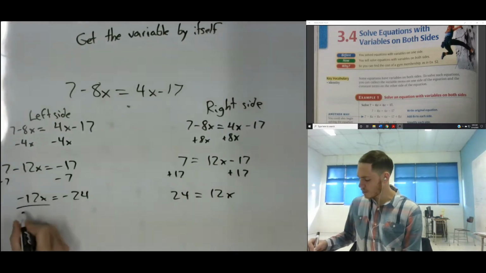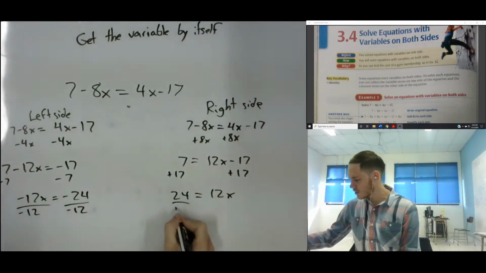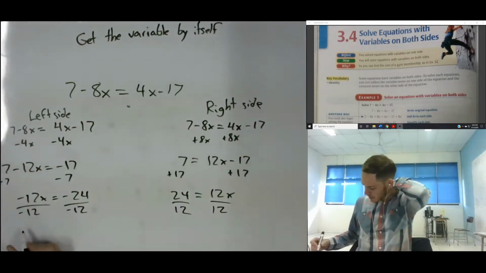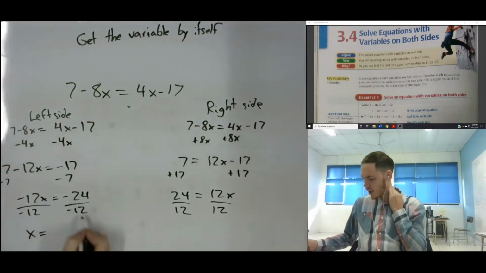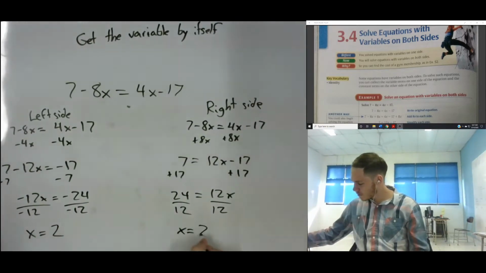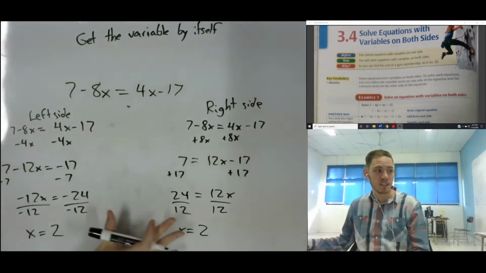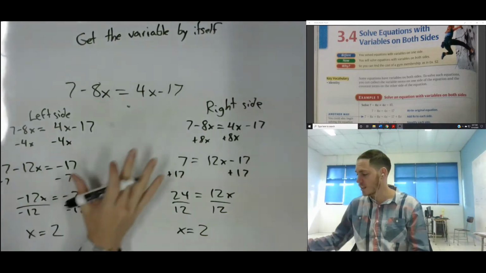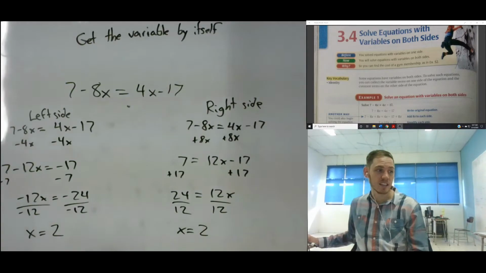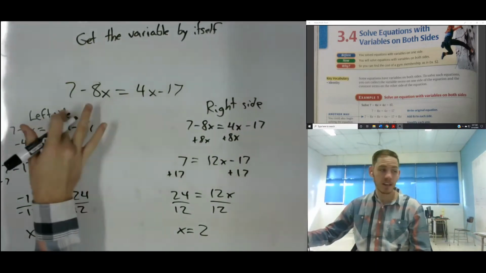Now, we need to get the x by itself, so divide by what's in front of it. In this case, negative 12. In this case, 12. What's our answer? Well, the 12s cancel, so you have x equals, and then negatives cancel, so this is just 2. Same thing over here. Now notice that the process, we did slightly different things with different numbers, but the same idea came out, right? X equals 2. Okay, so either way, if you go left or right, you're going to get the same answer.